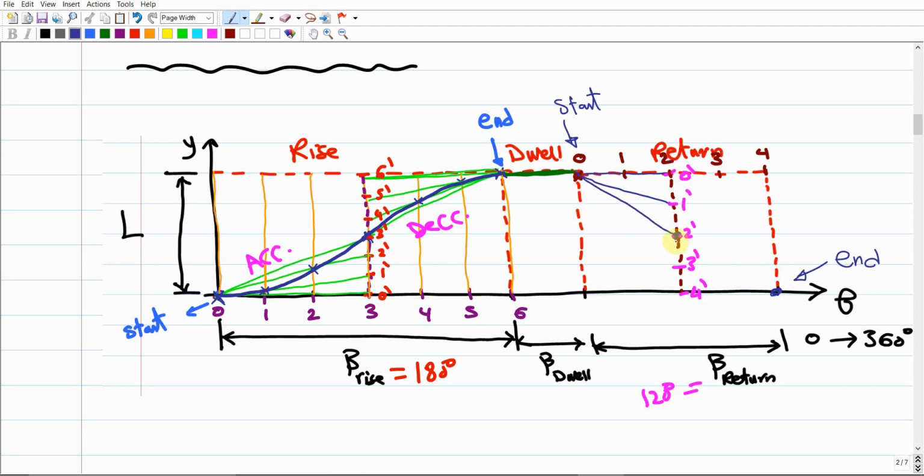This 2 dash is a common point. This is the middle point, so it should be connected to both the start and the end. So it will be connected to the end. The 3 dash will be connected to the end. The 4 dash will be connected to the end, right?